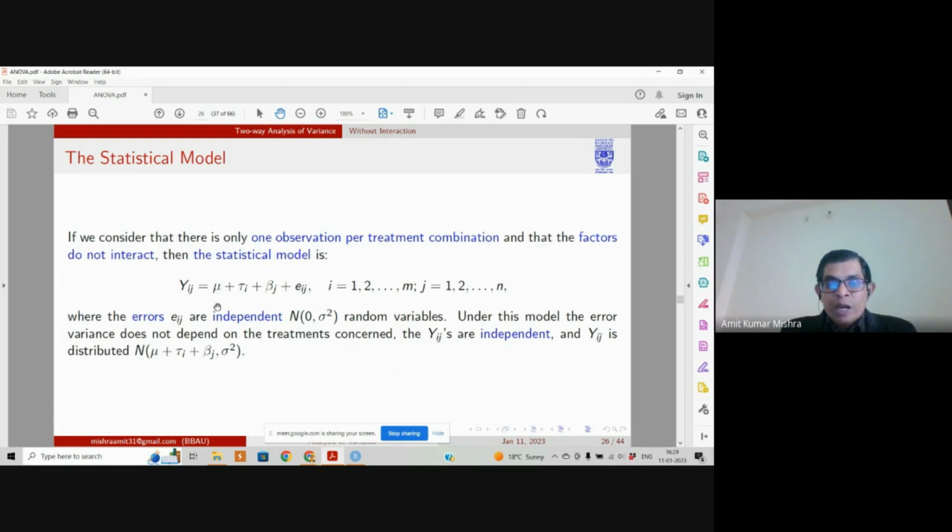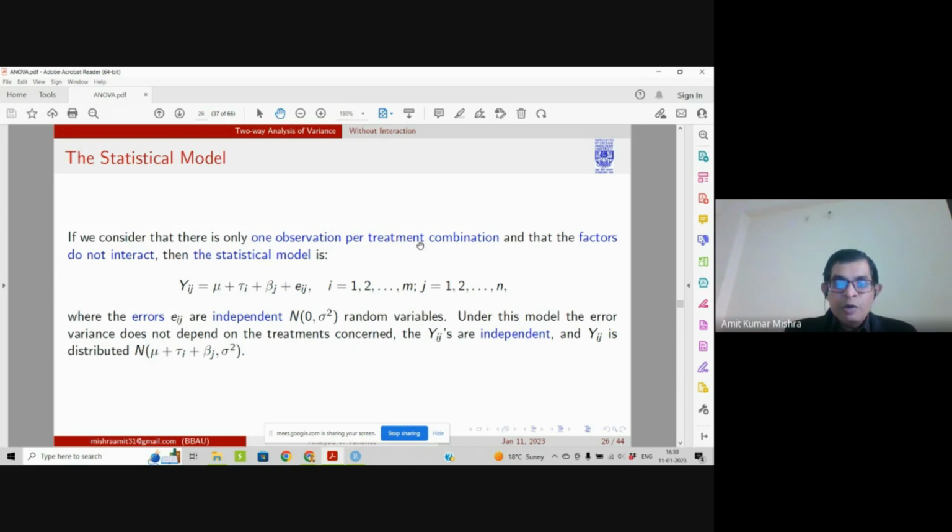So what is our model? Our model now becomes Yij equals mu, that means there will be some reading outcome, plus tau i, the impact of time, how much you have read, how much time you have devoted, plus beta j, your concentration level, that means the impact of concentration, and then there will be Eij, that means the individual person will also have some kind of effect. So this is your model, and in this model we assume that there is no interaction. Okay, and we assume one observation per treatment combination.